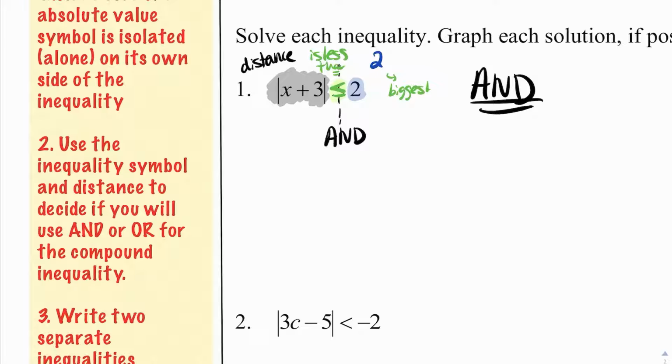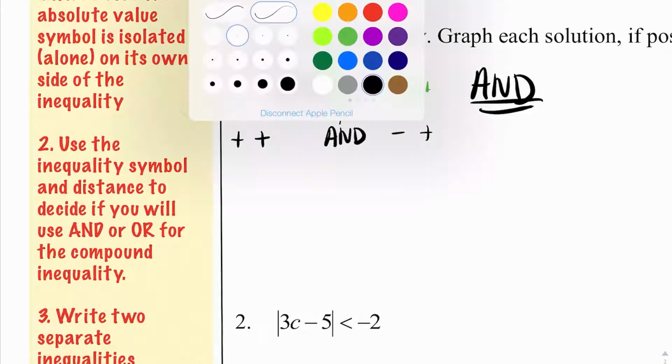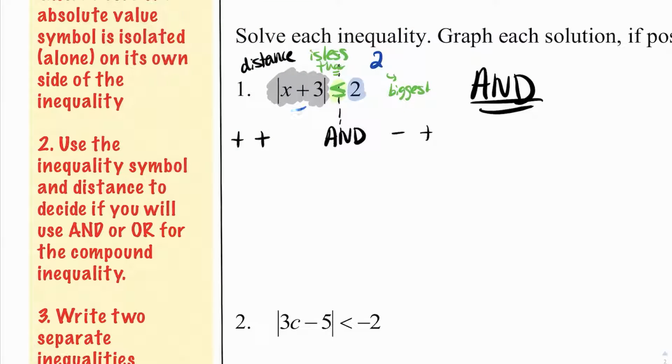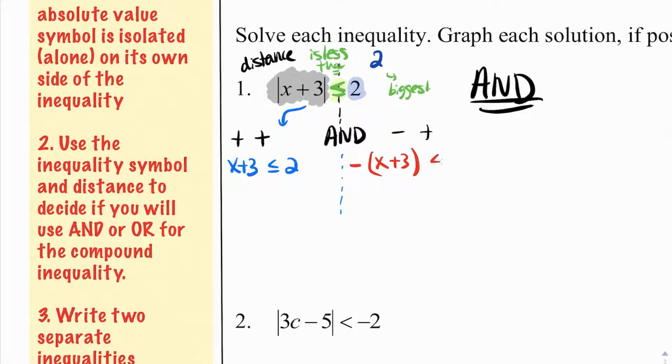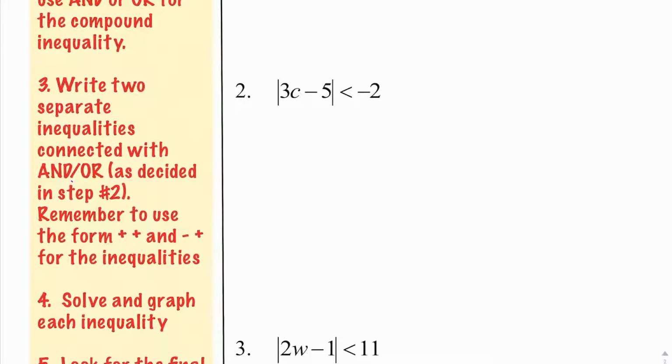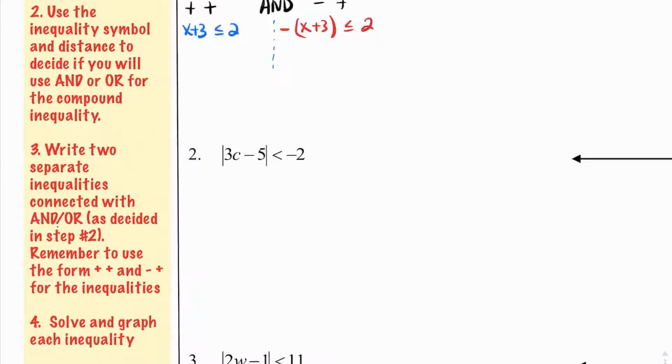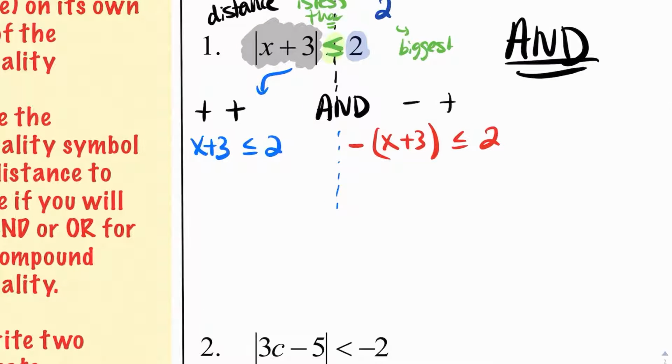So I'm going to come back up here and we're going to write our positive version and our negative version. So it'd be x plus 3, and I keep the symbol. That's our positive version. And then for our negative version, whatever was inside the absolute value, I group it so I can take the opposite or the negative of it, and I leave everything else the same. So what we're going to do is solve and graph each of those inequalities separately. So I'll go work on the blue one.